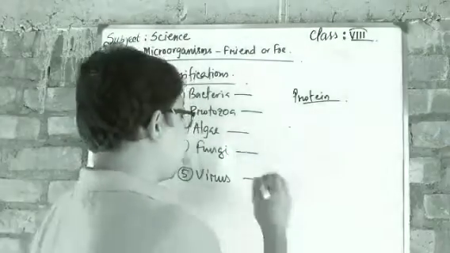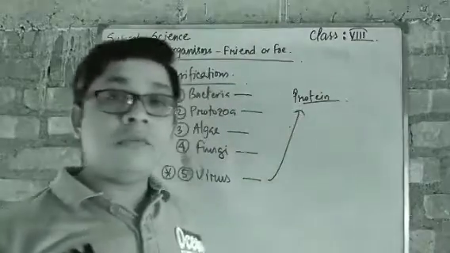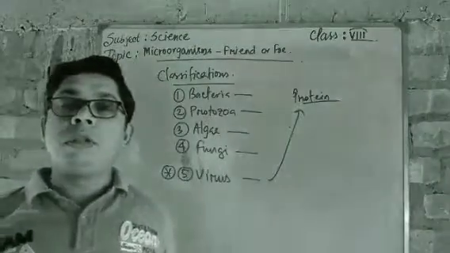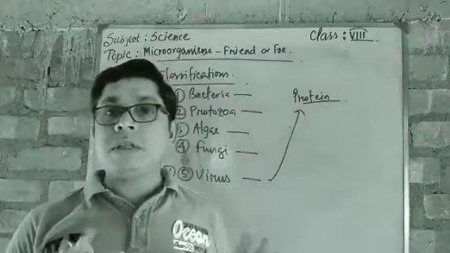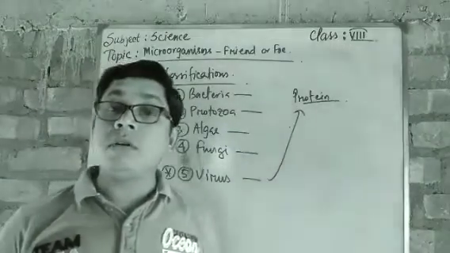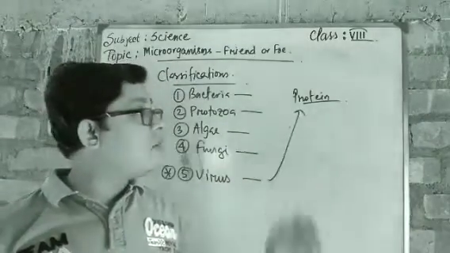For whom? Mainly for the viruses. The protein covering is there. But algae and fungi, no, their body is not covered. Protozoa, no, their body is not covered. But the virus's body is covered with protein.